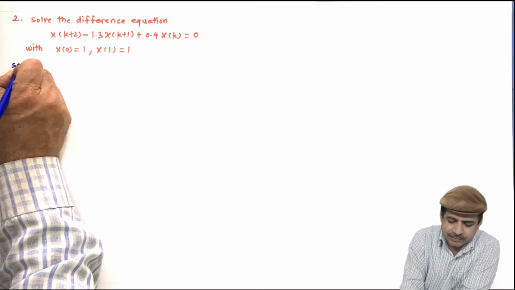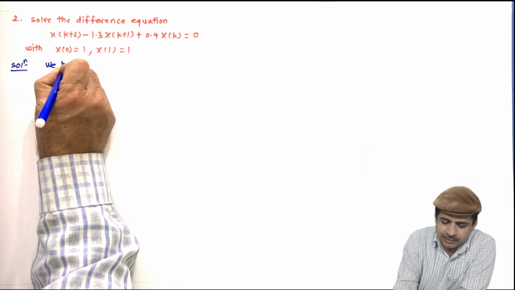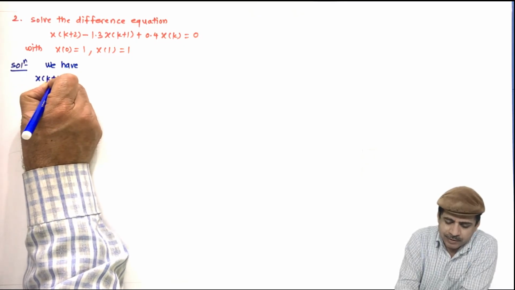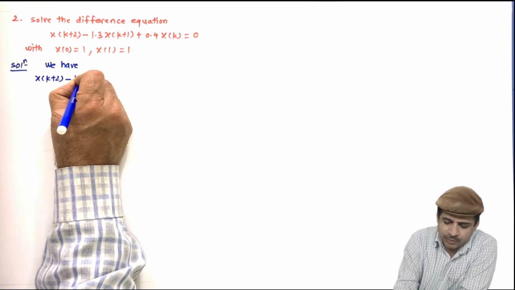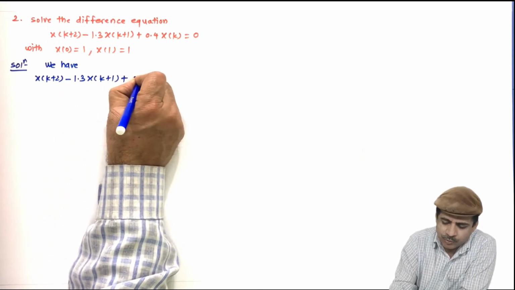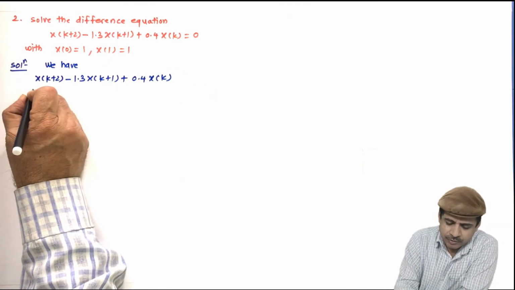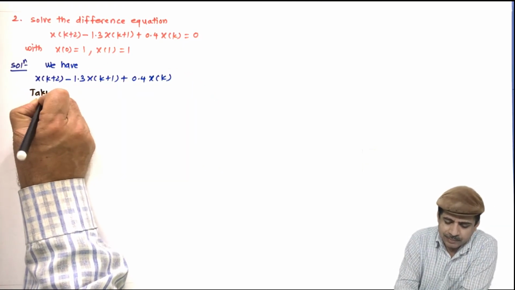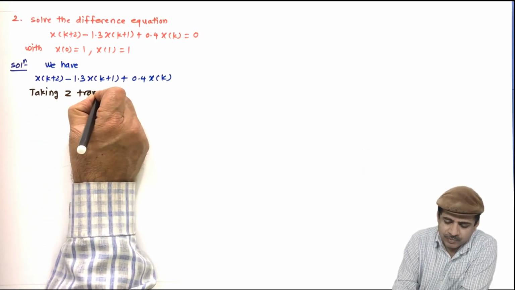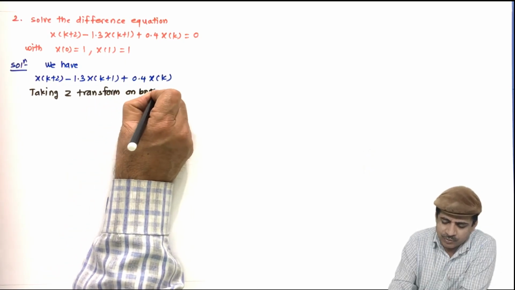So let us solve this. What we have? We have the difference equation x of k plus 2 minus 1.3 x of k plus 1 plus 0.4 x of k. So taking z transform on both sides, this is the step number 1.